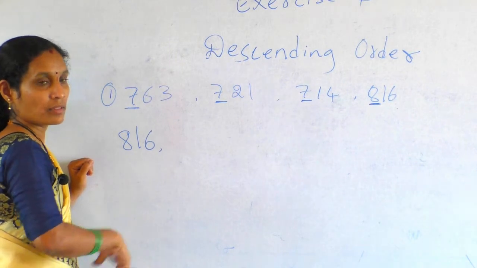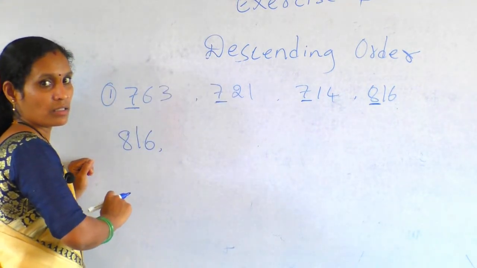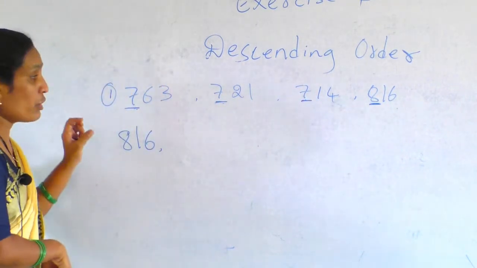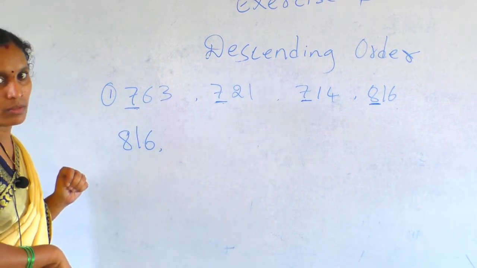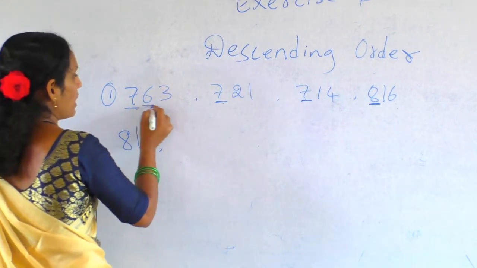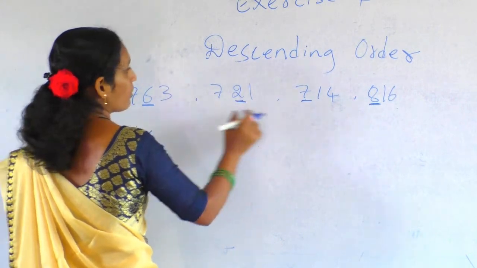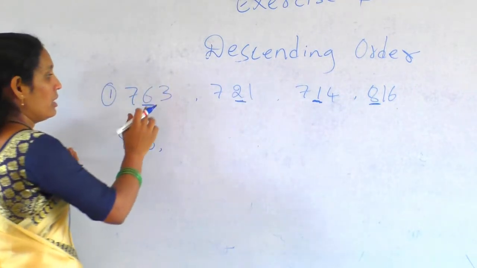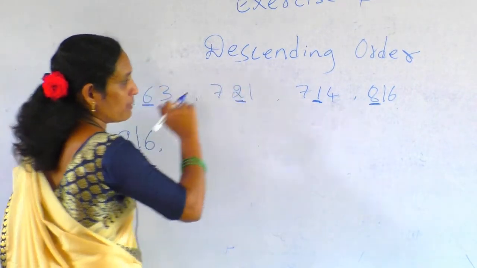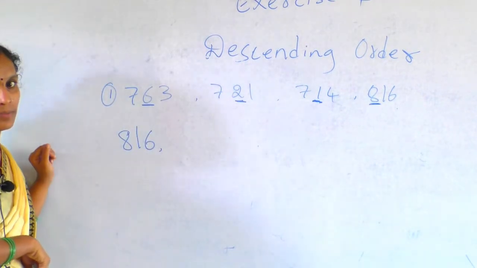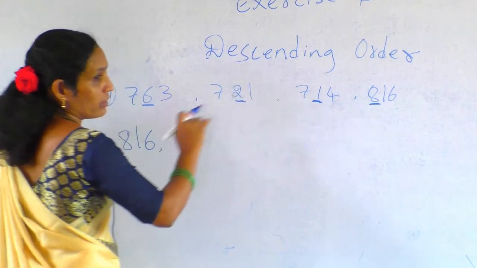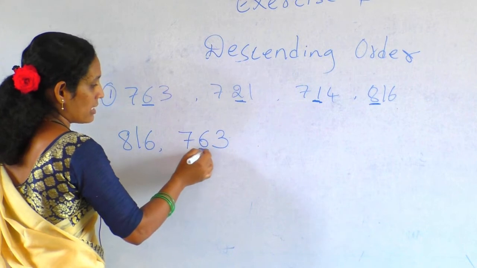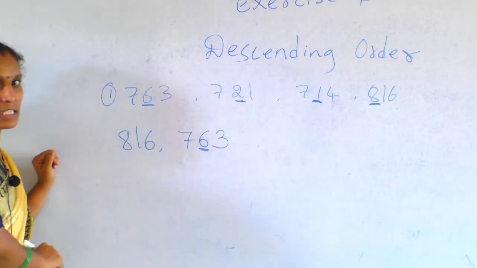Next, biggest to smallest. What should we write as the second number? 7, 7, 7 are the same here, so we should move to the tens place now. 6, 2, 1. Tens place 6, tens place 2, tens place 1. Which is bigger here? 6, 2, 1. Which is the bigger number? 763, because 6 is the biggest number in the tens place.